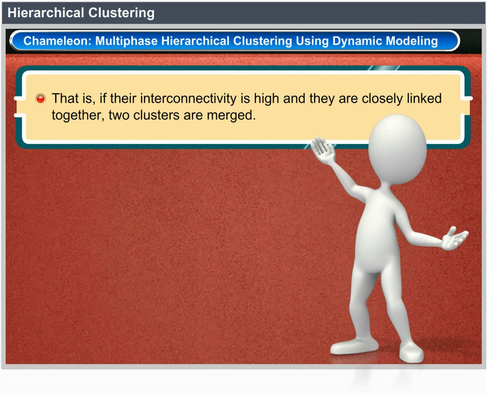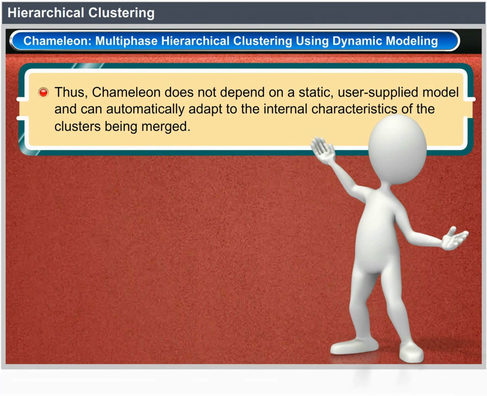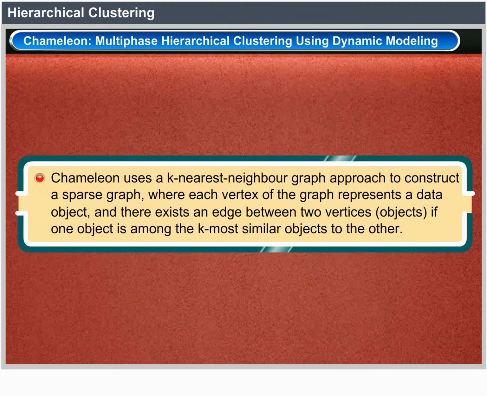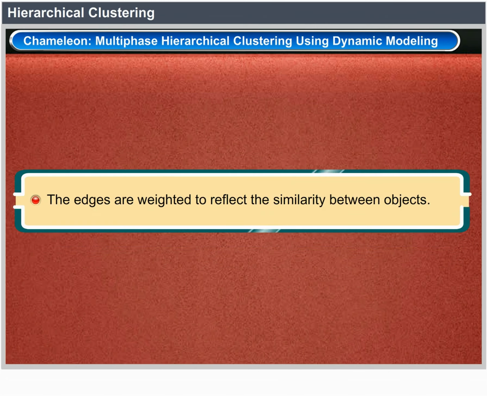Thus, Chameleon does not depend on a static, user-supplied model and can automatically adapt to the internal characteristics of the clusters being merged. The merge process facilitates the discovery of natural and homogeneous clusters and applies to all data types as long as a similarity function can be specified. Chameleon uses a k-nearest neighbor graph approach to construct a sparse graph, where each vertex of the graph represents a data object and there exists an edge between two vertices or objects if one object is among the k most similar objects to the other. The edges are weighted to reflect the similarity between objects.